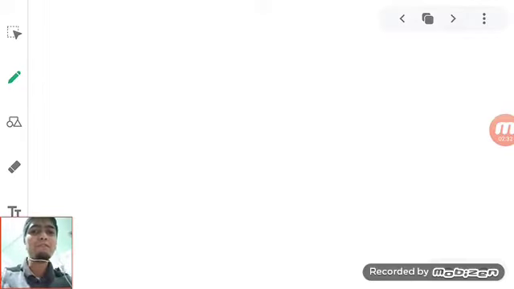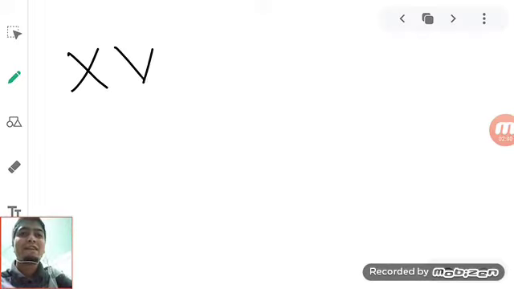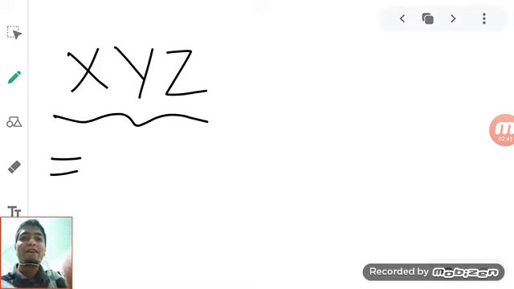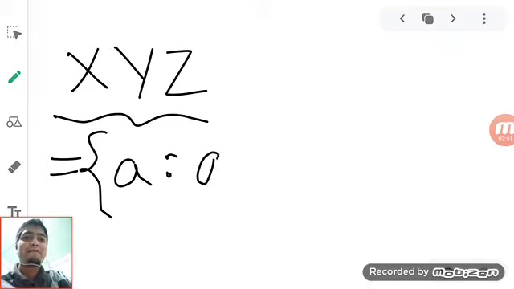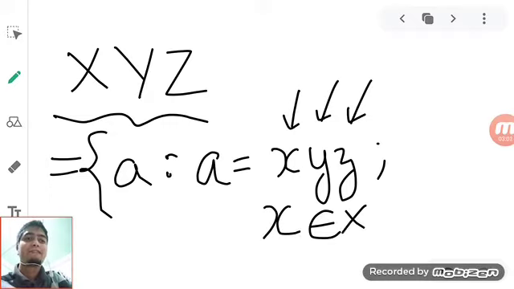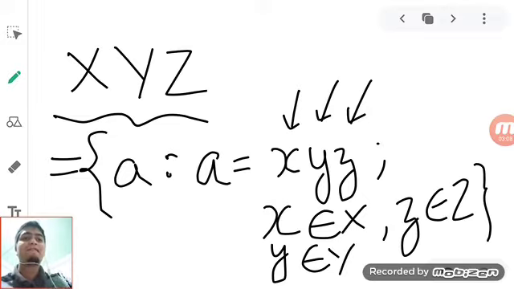And also one thing that maybe it's very much useful if I mention it here is, suppose you have a set like this, XYZ, how does an element of XYZ look like? An element of XYZ will look like this: an element a such that a can be written as xyz. We don't know what x, y and z are, but we just know that x belongs to capital X, y belongs to capital Y, and z belongs to capital Z.